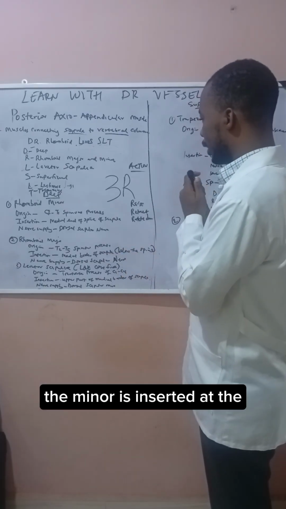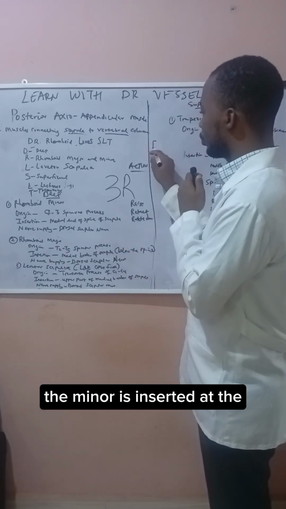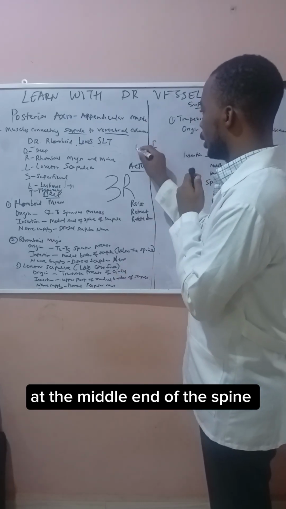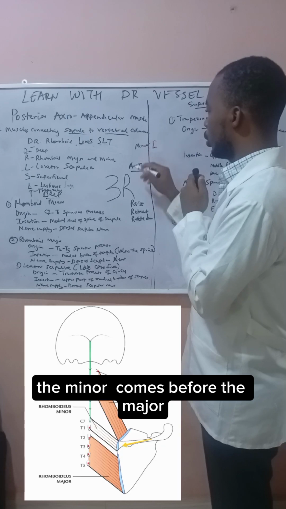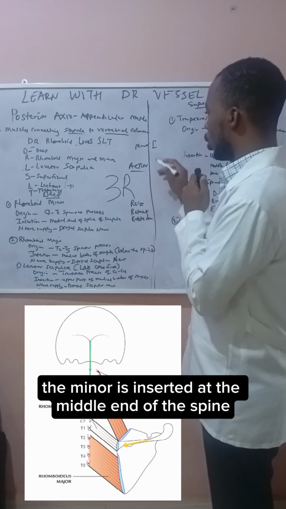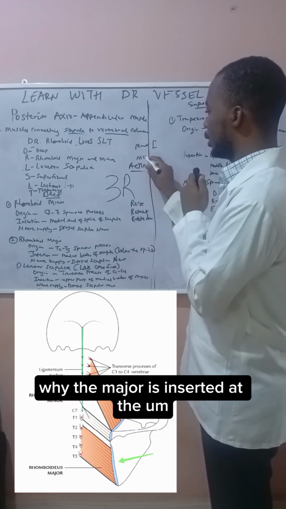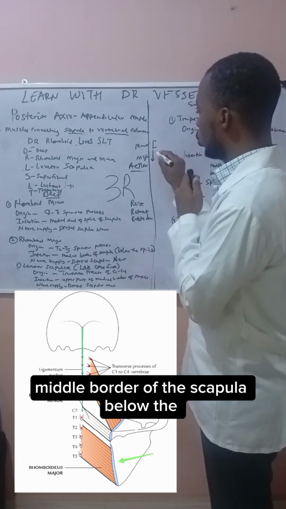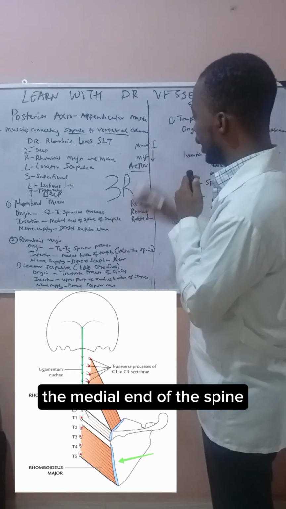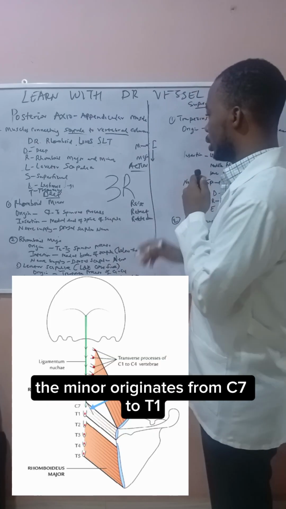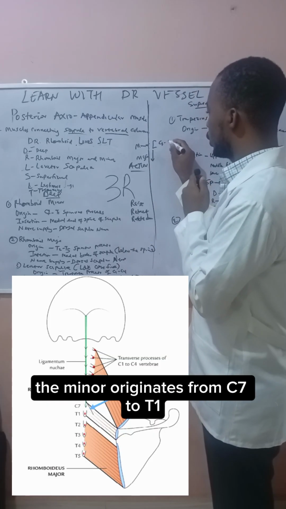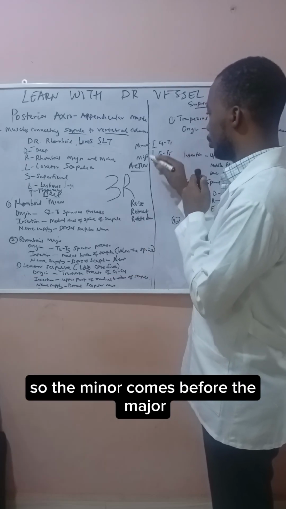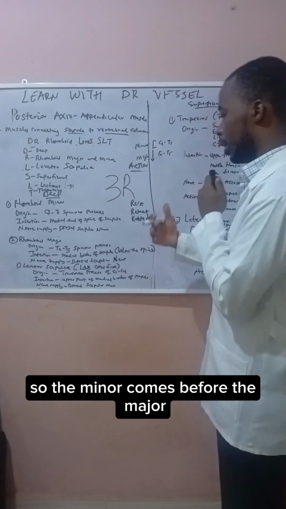Where you see the minor, it comes before the major. The minor is inserted at the medial end of the spine, while the major is inserted at the medial border of the scapula below the medial end of the spine. The minor originates from C7 to T1, while the major originates from T2 to T5. So the minor comes before the major.